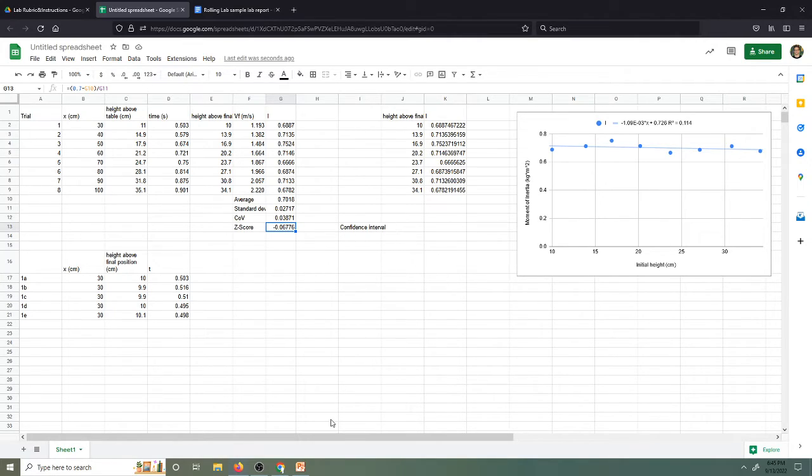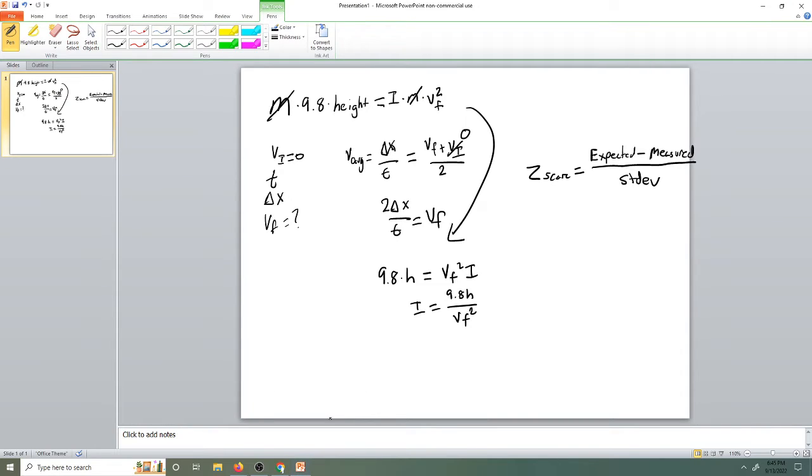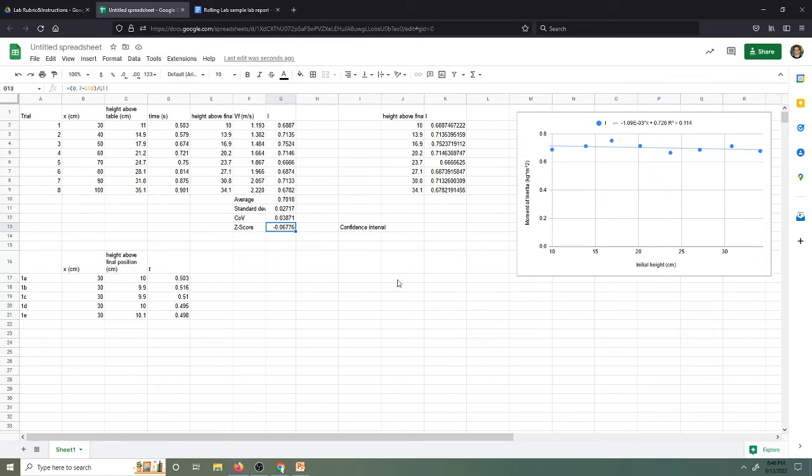A confidence interval is what you would use if you didn't have an expected value. It's basically a range where you take your average and add 2 times the standard deviation, and then you do the average minus 2 times the standard deviation. Basically you make a range between those two. So we'll have an upper bound and a lower bound. So really I should say confidence interval: upper bound and lower bound.